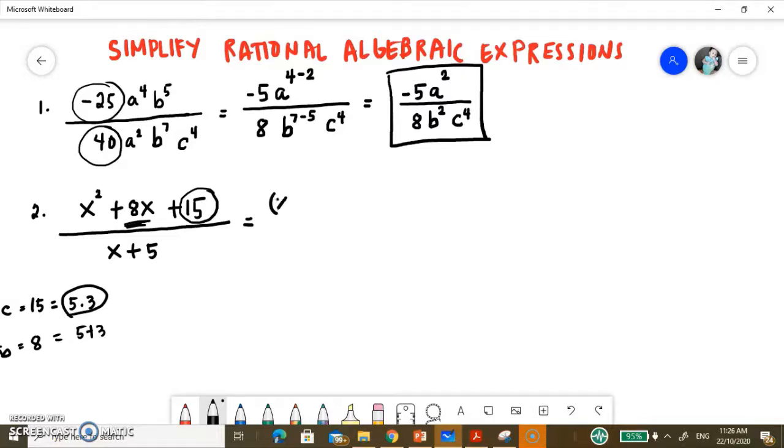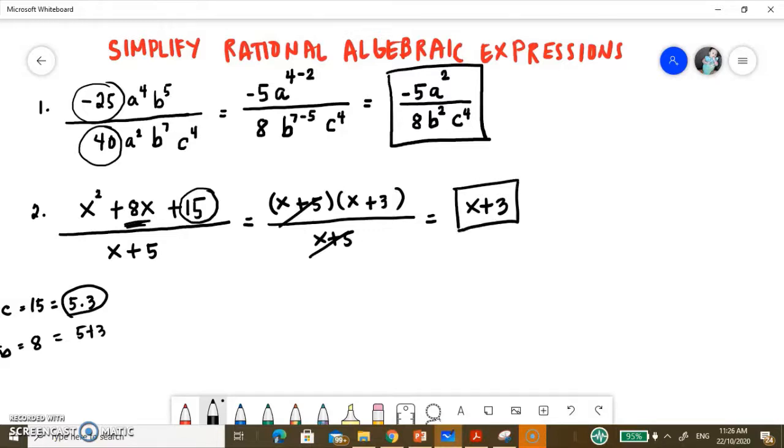So we have two binomial factors here. Ayan. And then we just write x plus 5, tapos yung isa x plus 3. Okay, and then you copy the denominator. It's x plus 5. Now you could cancel this out because x plus 5 divided by itself is 1. Ang matitira dyan ay x plus 3. Okay, so this would be your final answer.